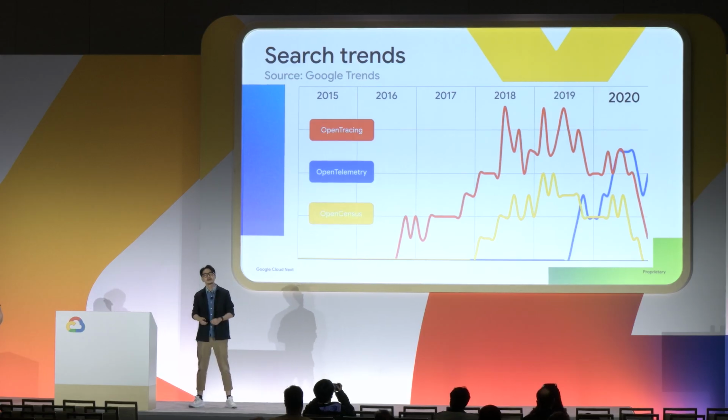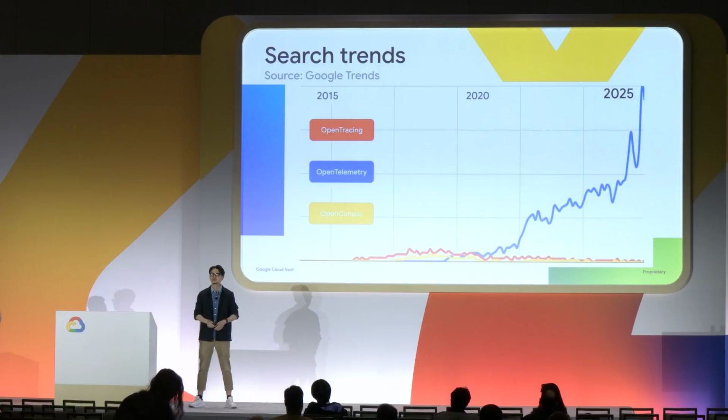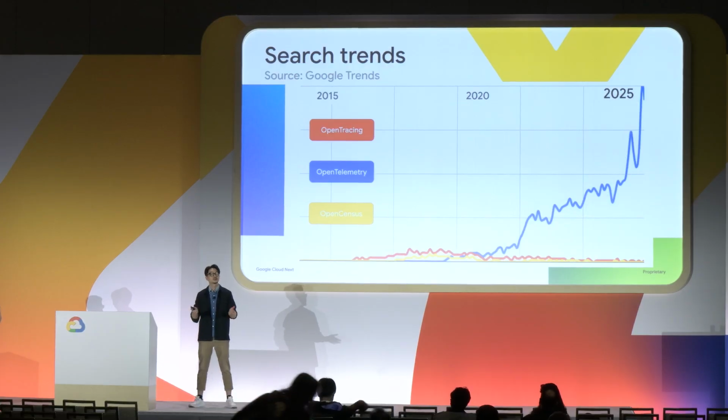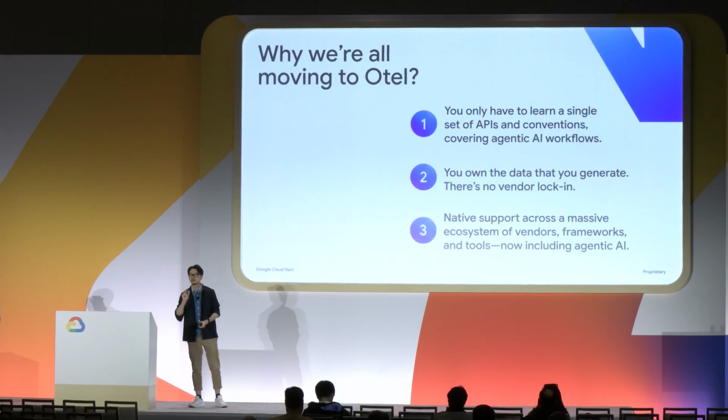If you just look at the time range between 2015 and 2020, it's probably not entirely obvious to you which one will become the leader in the open standard space. But if we fast forward to 2025, I think the answer is super obvious, right? Of course, this is just one data point on search interest, but I think this is interesting enough for us to take a step back and think about why that's the case. So we came up with 3 reasons for you.